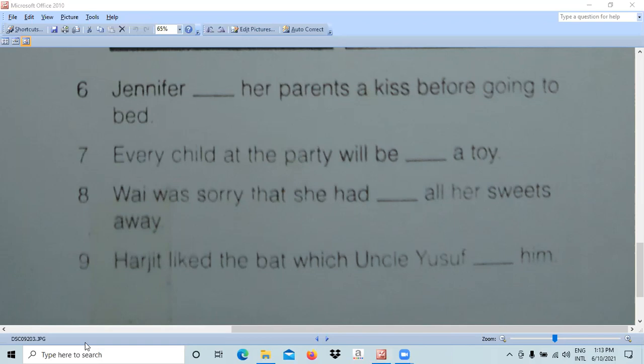Number six: Jennifer helping her nanny gave her parents a kiss before going to bed. Every child at the party will be given a toy. Why was she sorry that she had given Nick. Harjit liked the bat which Uncle Yusuf gave him. So 9 marks for writing.